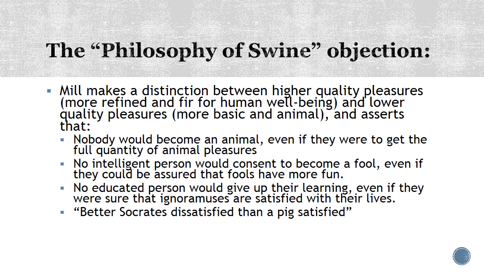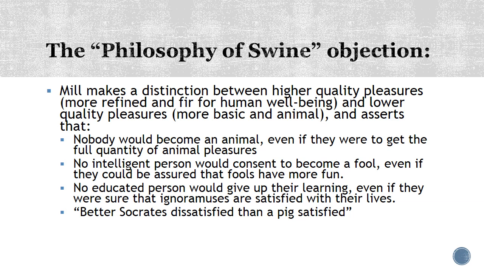Mill, in fact, does that. He makes a distinction between higher quality pleasures, which are more refined and more fit for human well-being, and lower quality pleasures that are more basic and animal, again, the kind of pleasures of a pig in slop. And he points out that nobody would become an animal voluntarily, even if they were assured that they were to get the full quantity of animal pleasures. As good a life as my cat has, I really wouldn't trade places with him.